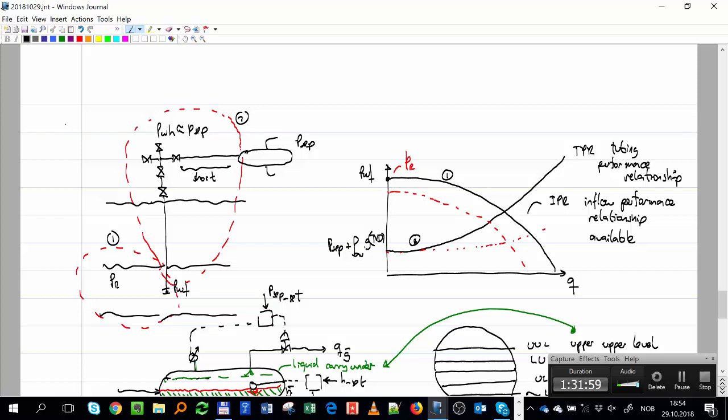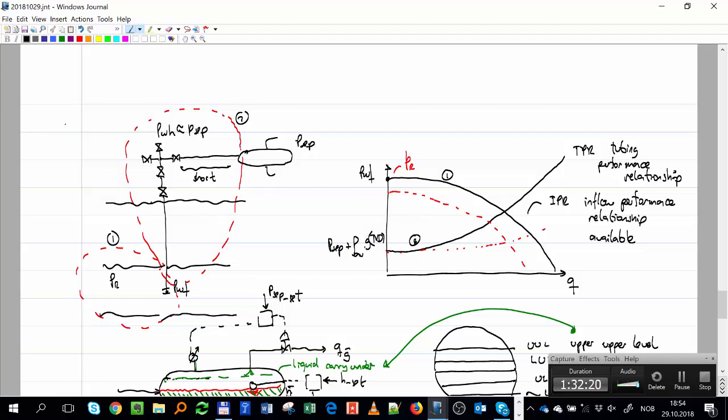If I have no flow, that pressure is just equal from here to here, and then it will be PR. And then when I start increasing the rate, the pressure, of course, will drop towards the well. That clear? Okay.